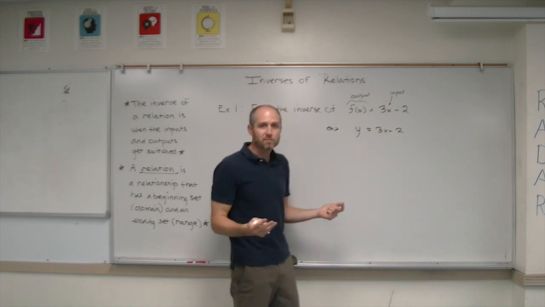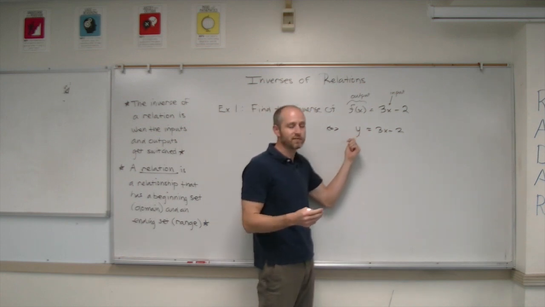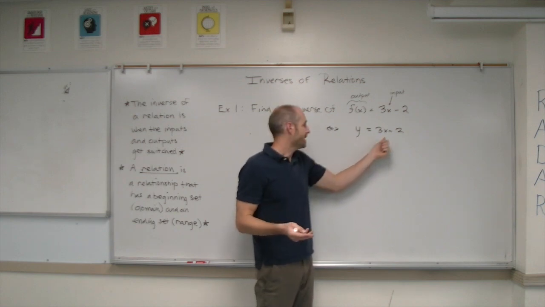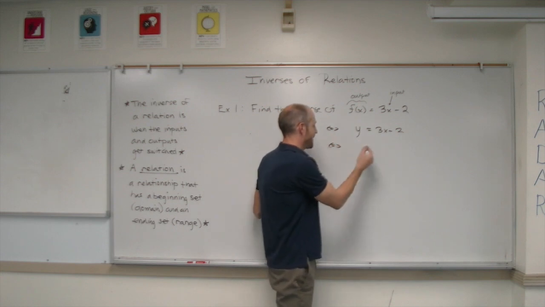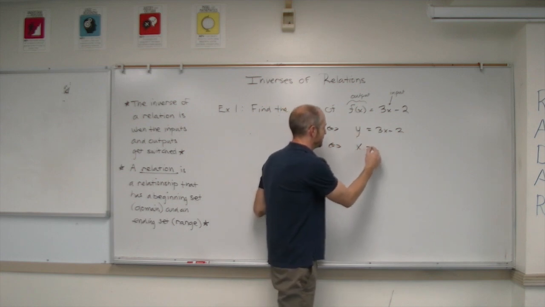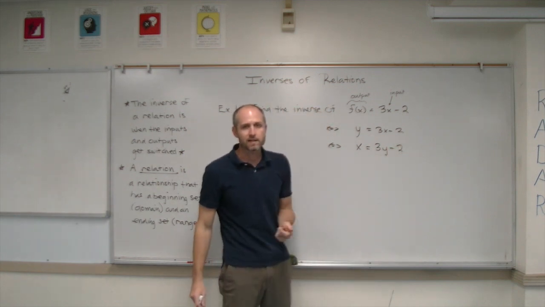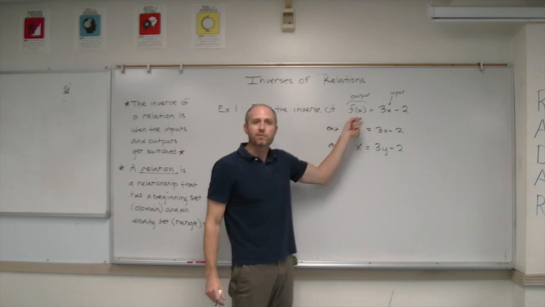Okay, so inverse means inputs and outputs get switched. So that means that y, in the case of the inverse of this function, y will become x, and x will become y, because inputs and outputs are getting switched. So in place of y, I'm going to put x, and in place of x, I'm going to put y. Okay, and now our task is solve for y. Get it back into this form that we had before.